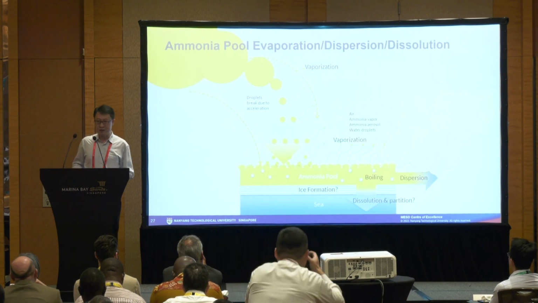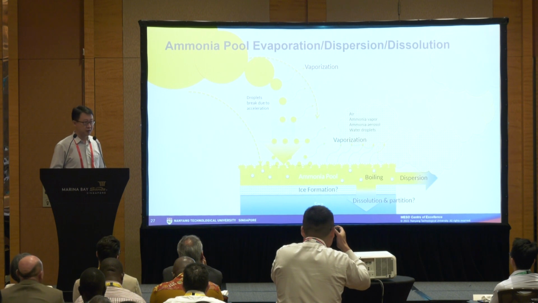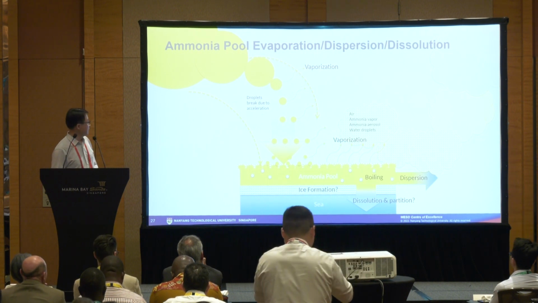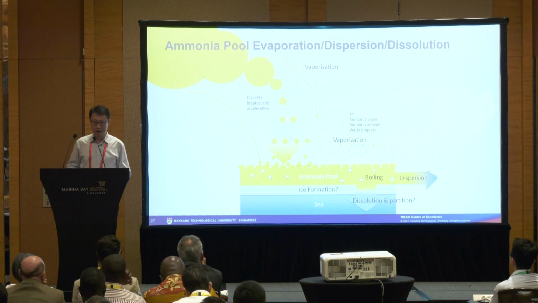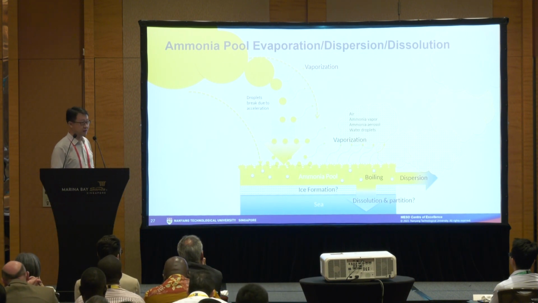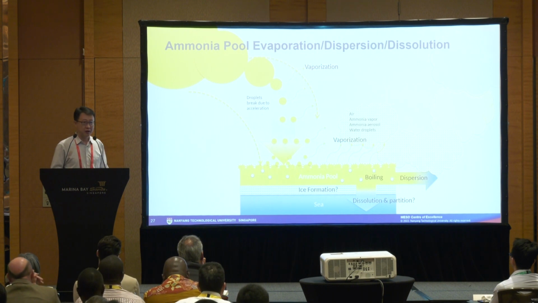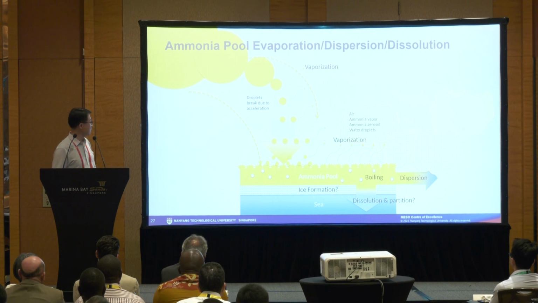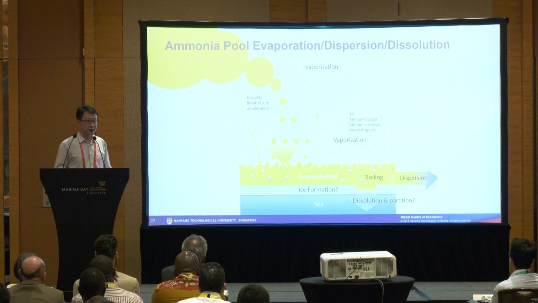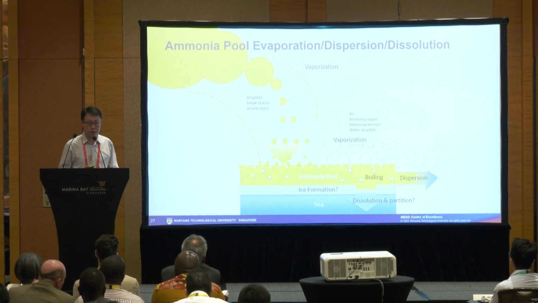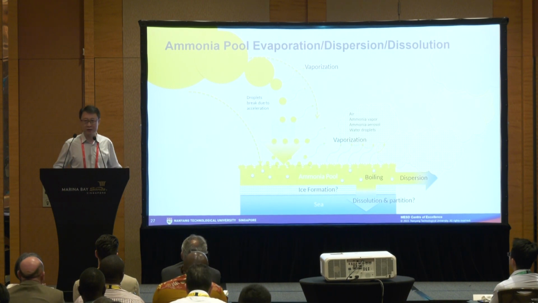Of course, some science and technology to understand this phenomenon. As you can see, when ammonia is spilled onto the seawater, ammonia initially leaks as a liquid, as big droplets. And once the droplets fall on the sea surface, they become smaller droplets. If the flow is high enough, you will have an ammonia pool. And this pool can cool down the seawater surface to form an ice layer in certain cases.